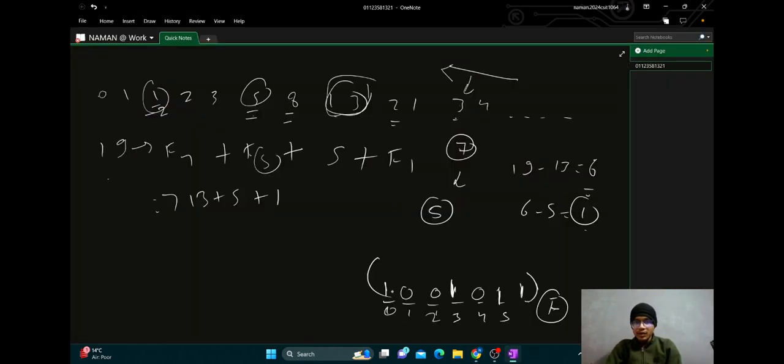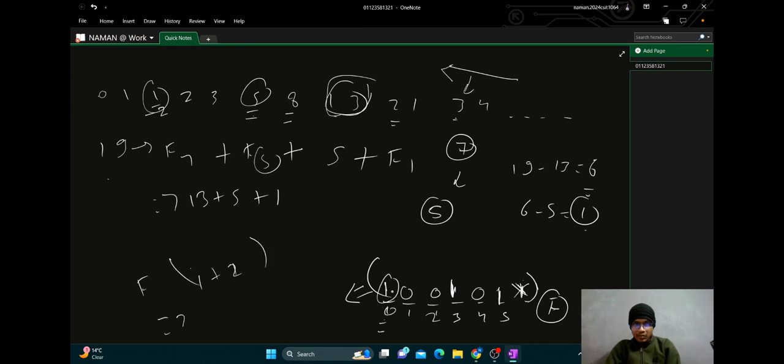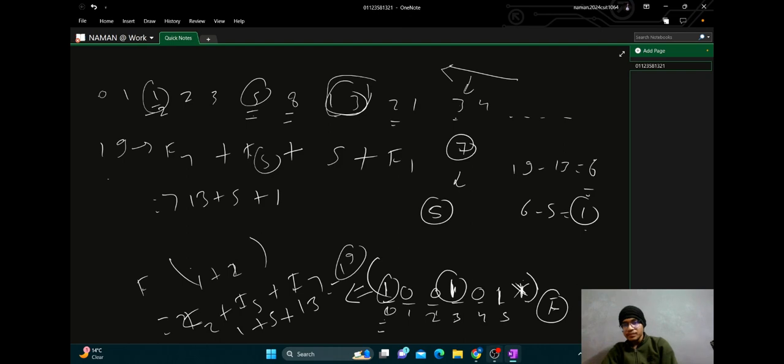For example, if you are given this code word, how will we decode which number's code this is? So first we will remove this last one. Then it is the second, it is the zeroth number. So which number has been added here? It will be the I plus 2th number, f of I plus 2. Second number is added, so 2. Here on the third index it is 1. So f2 plus f5 plus f7, it is indeed 1 plus 5 plus 13, so it is 19. So you can decode in this way.